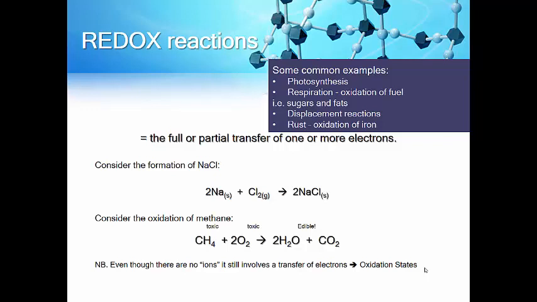So what are redox reactions? Redox reactions are the full or partial transfer of one or more electrons. A particular example that we could look at is sodium chloride formation. Solid sodium is fairly toxic. Chlorine gas, as you probably are aware, is quite toxic, but together, when they have a redox reaction, they make sodium chloride, which is your edible table salt.